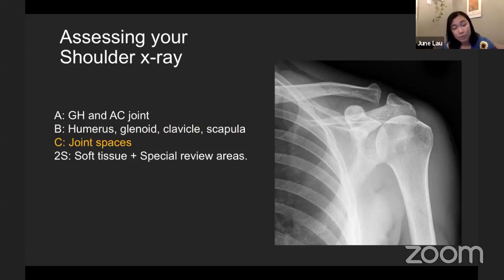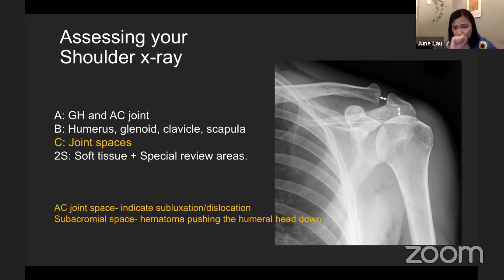Then once you're happy with B, you can move on to C, and you're looking at the same joints as before, but assessing their joint spaces. So it's really this space here between your acromioclavicular joint. As long as it's in line and the space isn't too widened, then you'd be happy. There are specific numbers, but I wouldn't bother memorizing those. I would just look them up if you are ever concerned.